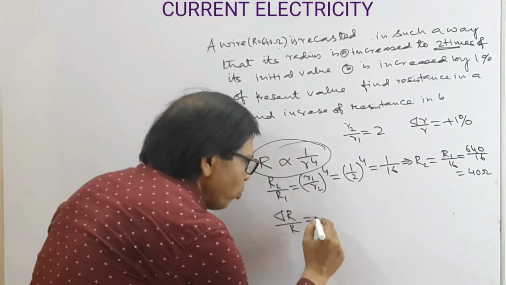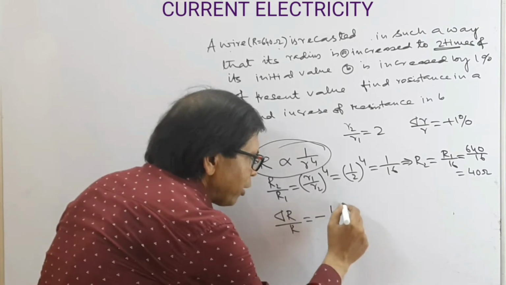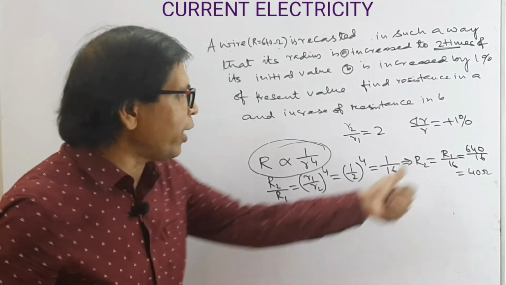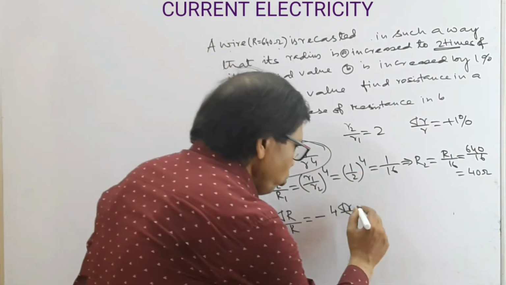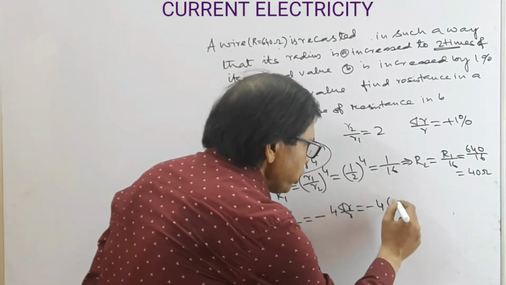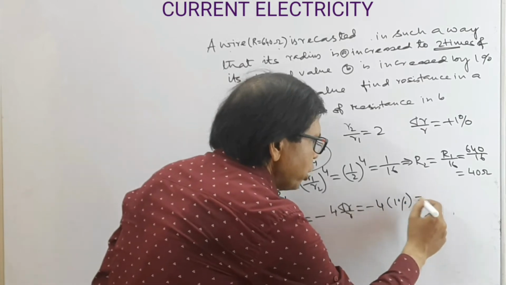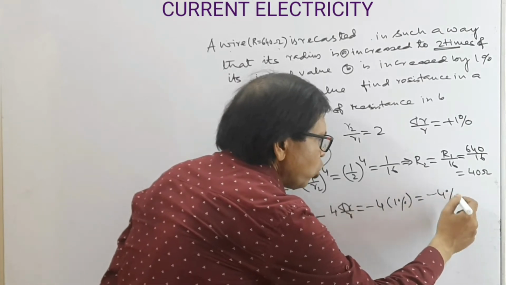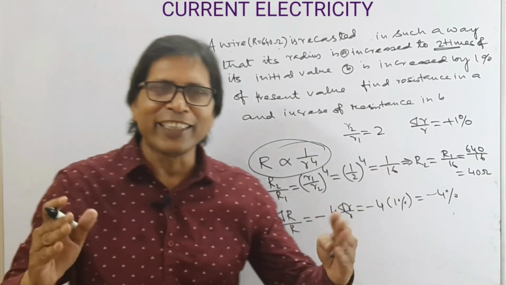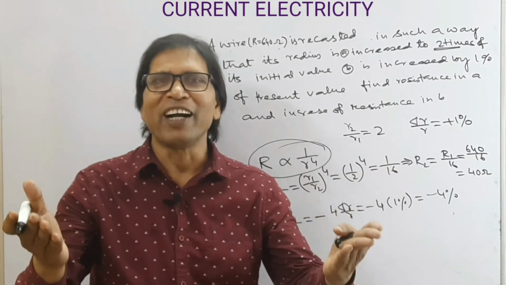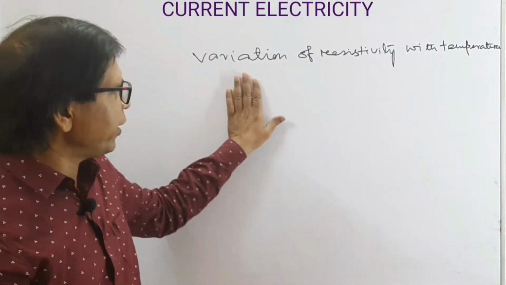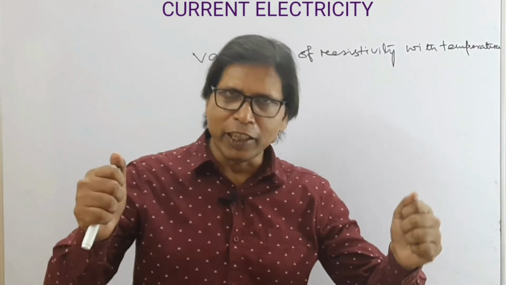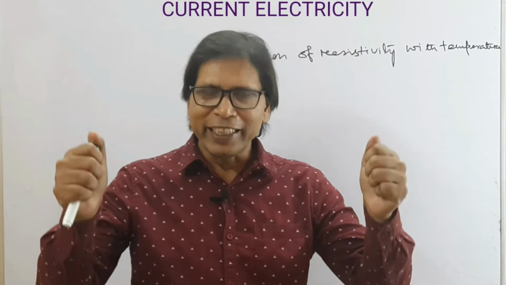Now second case, look at this. From this relation we can prove that delta R by R equals minus 4 delta R by R. Now look at this, delta R by R is plus 1%, so this is minus 4 into 1%, so this is minus 4%. So the radius of the wire is decreased by 4%. Understood?